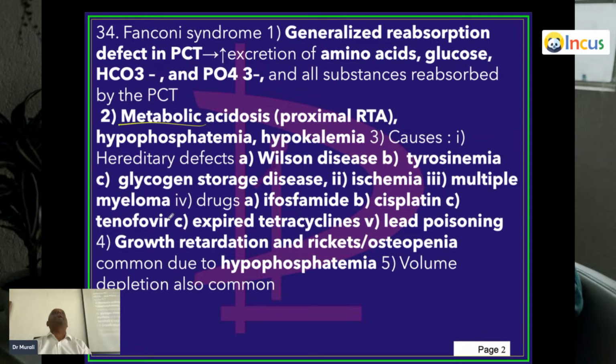Metabolic acidosis will occur. Why? Because bicarbonate is lost into urine. Phosphaturia leads to hypophosphatemia. And also there is hypokalemia. So quickly tell me, what are all the things that happen in Fanconi? Amino aciduria, glucosuria, bicarbonaturia, metabolic acidosis, hypophosphatemia, and hypokalemia.